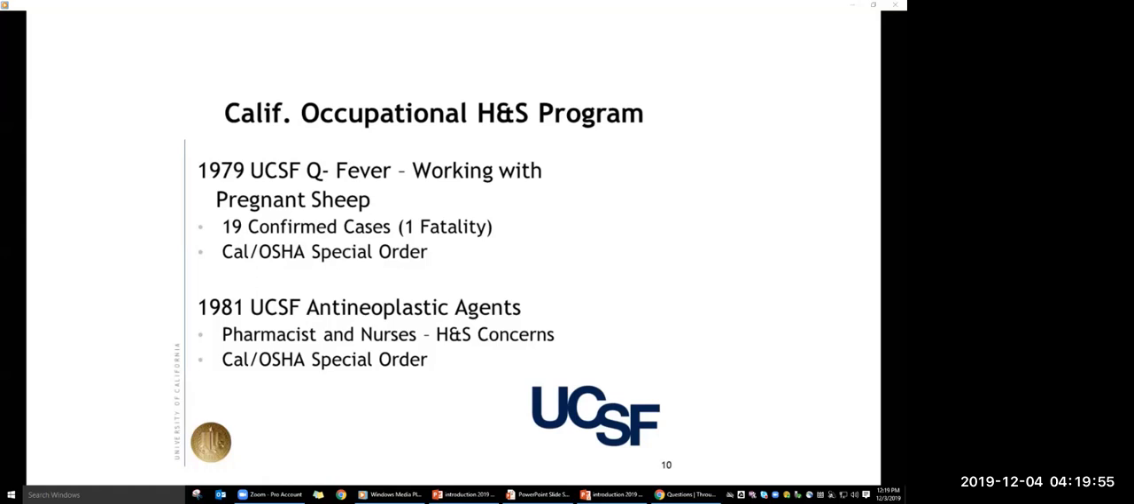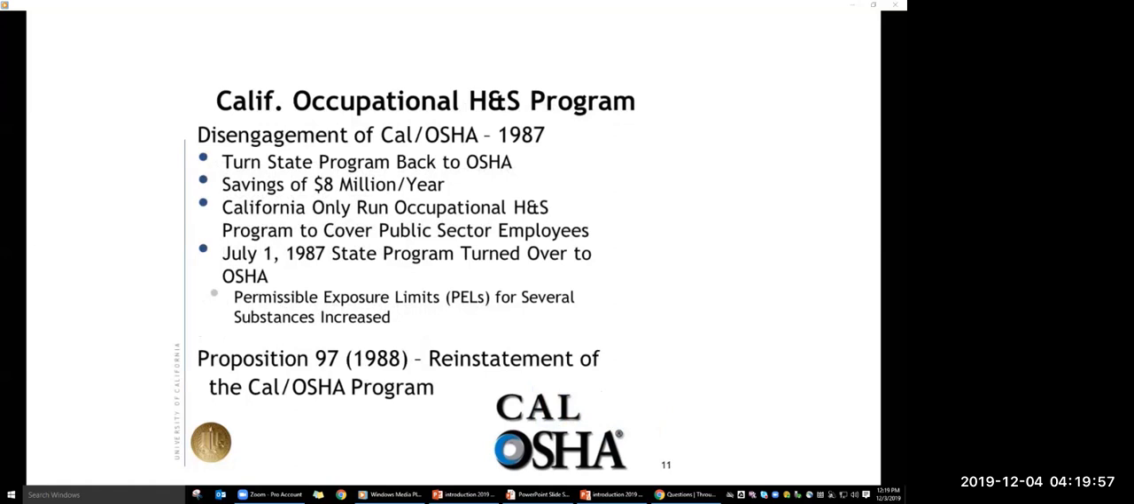In January 1987, Governor George Deukmejian announced in his budget proposal to turn back the Cal-OSHA program to the federal government. This would result in a savings of $8 million per year because the Cal-OSHA state program operated on a 50-50 split, in which 50% of the funding would come from the federal government and the remaining 50% would come from the state budget.